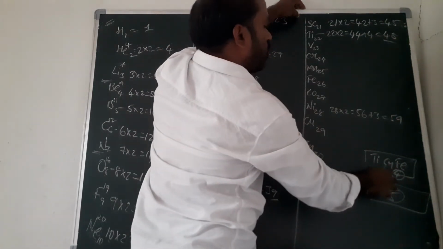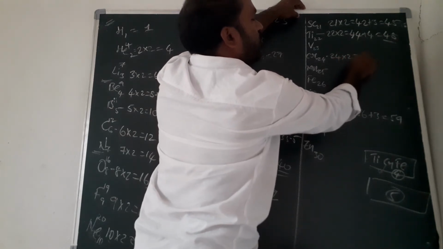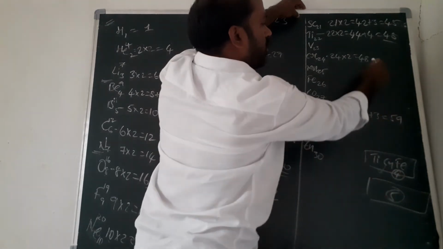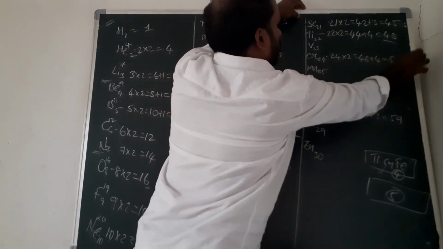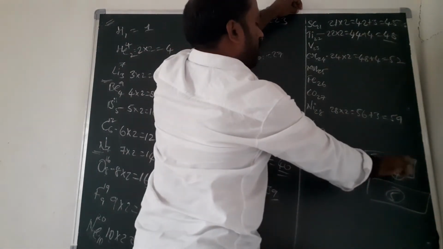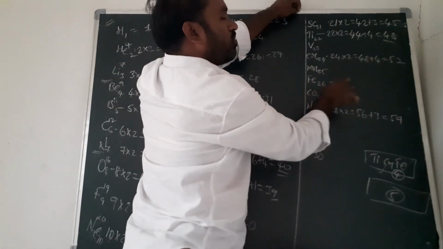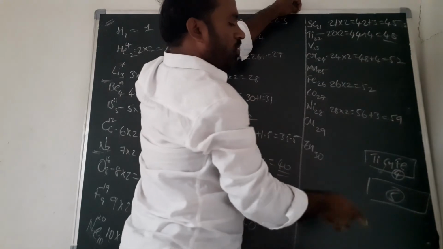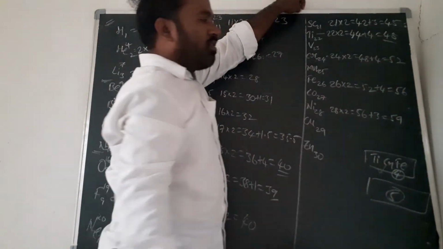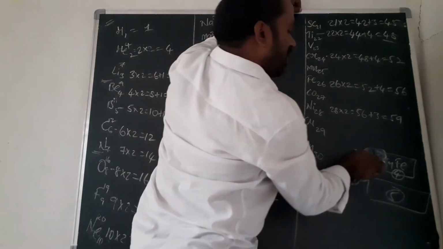Next, chromium is there. So 24 into 2, that is 48. 48 plus we have to add 4 to that. It is 52. The mass number of chromium is 52. Next, Fe. Atomic number is 26. So 26 into 2, that is 52. To that 52 we have to add 4. So it is 56. For iron, mass number is 56. So Tigraphy is also completed.